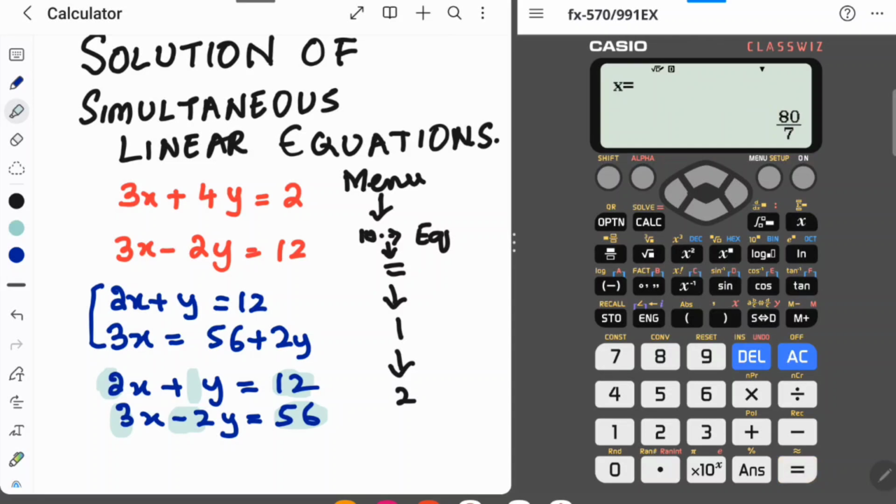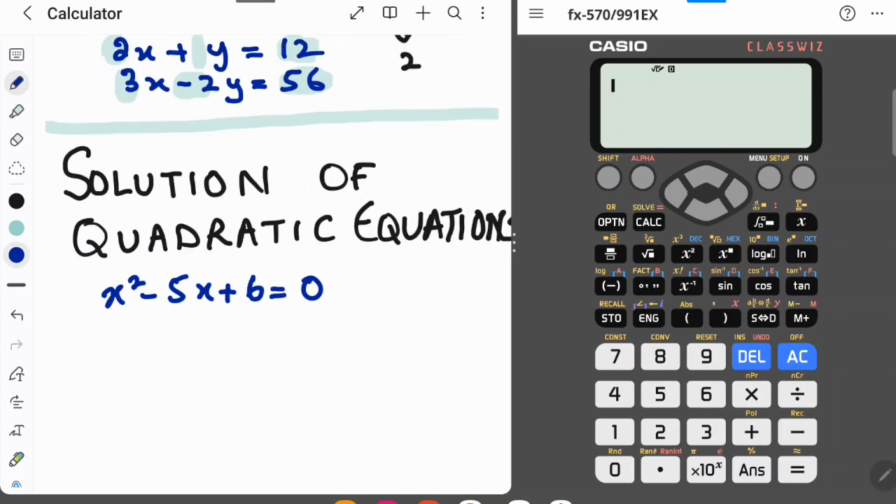The first answer is 80 over 7, and the next answer, you know how to write in the decimal one, this, and then again press equal. That is the second answer for x. For y, okay. So that is the way you can find the simultaneous linear equations. You can check your answer, and after all the steps you can check whether they are correct or not. Now let's take the quadratic equations now.